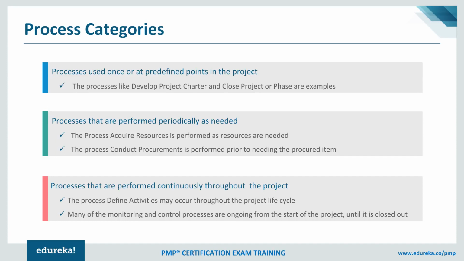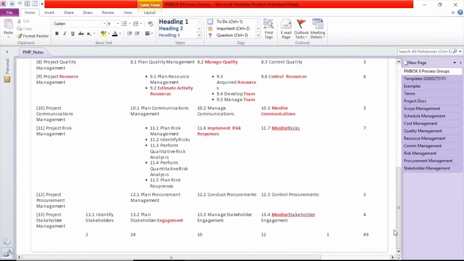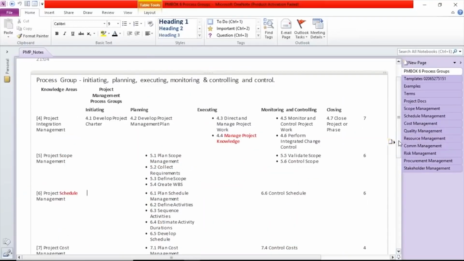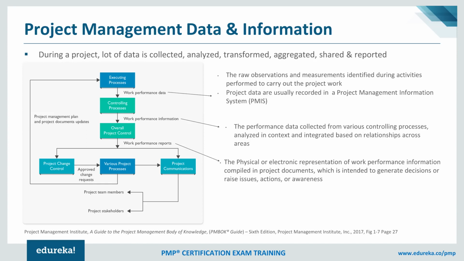On the other hand, there are certain processes which are to be performed on a continuous basis throughout the project, like define activities. You'll find we need to keep on defining activities as a part of each and every process, because a process will have different activities which are interlinked. So that's one example. Another one is monitoring and controlling activities. Again, if I just go back here, you'll find monitoring and controlling activities are part of almost all the knowledge areas. So these activities will need to be performed on a continuous basis. So this is a bit on the processes that we're going to cover as a part of this training anyway.